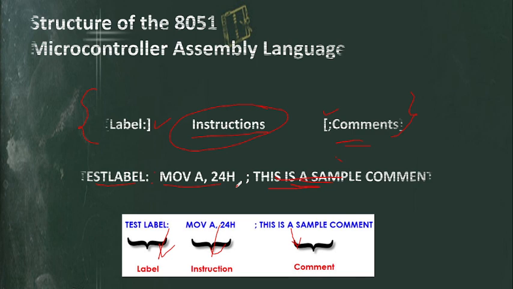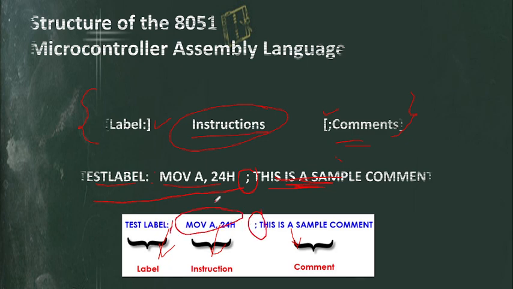So this is optional. Whenever you put a semicolon, whatever you write after that will be considered a comment. It is not going to be executed; only this portion is going to be executed. So that is important. After the semicolon, whatever you write will be a comment. And for a label you have to put a colon. So let us understand this portion now. What is this MOV A, 24? What do we call it?